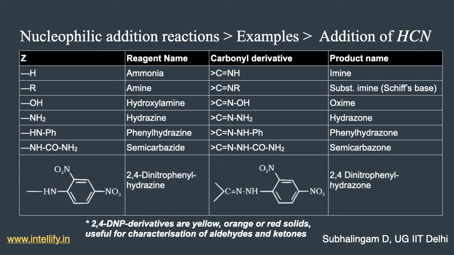2,4-DNP derivatives are yellow, orange or red solids and hence these are useful for characterization of aldehydes and ketones. So these are used for recognizing the presence of a carbonyl group, both aldehydes and ketones, in a compound. When we treat a compound with 2,4-DNP reagent, if the product that you get is yellow, orange or red, then it is a test for the presence of aldehydes and ketones. So with this we have completed nucleophilic addition reactions.